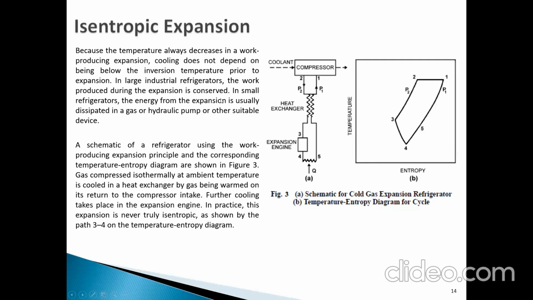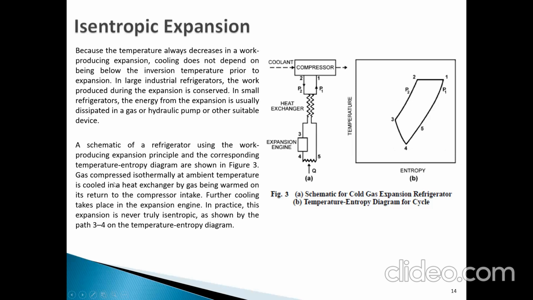So, in a small refrigerator, the energy from the expansion is usually dissipated in a gas or hydraulic pump or other suitable device. This is a gas. A schematic of a refrigerator using the work-producing expansion principle and the corresponding temperature entropy diagram are shown in figure 3. So, yan. 1 to 2 compressor is constant temperature. 3 to 4 expansion engine, constant enthalpy. Constant entropy nga. Yan.